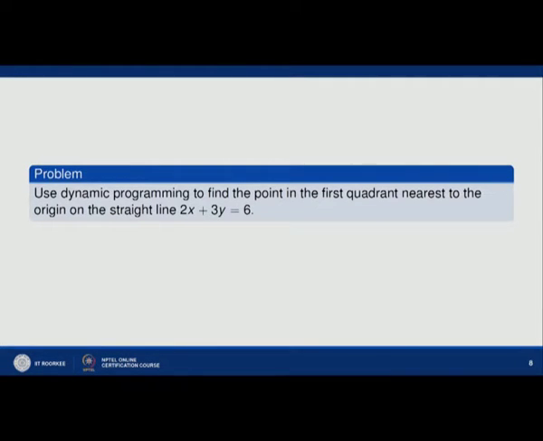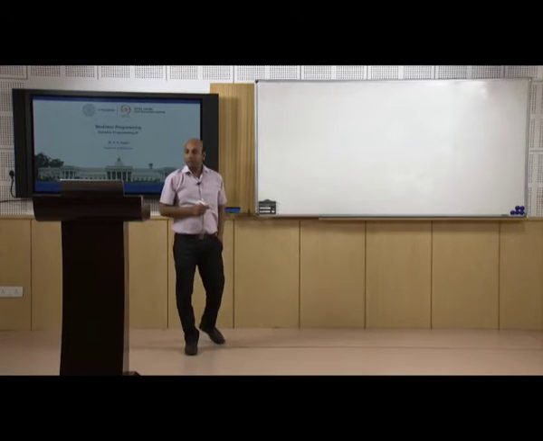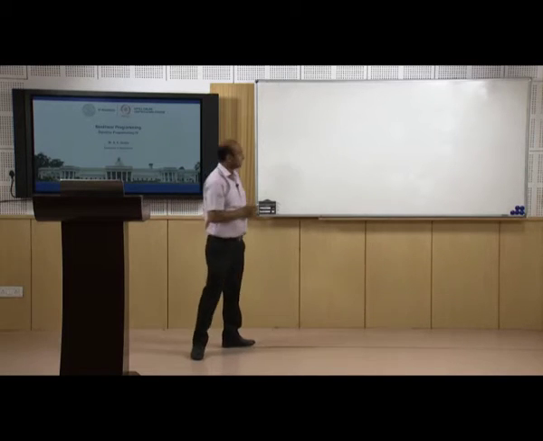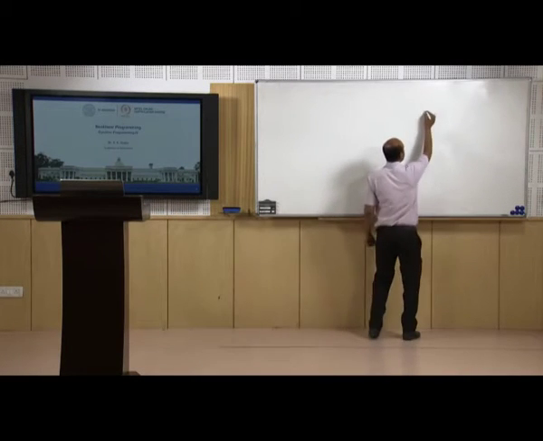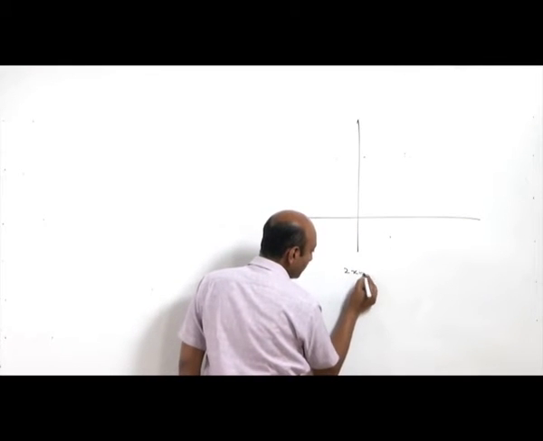Now, let us come back to this problem: using dynamic programming, how to find a point in the first quadrant nearest to the origin on the straight line. So, let us try to find the solution of this problem. What is the problem? The problem is to find the point which lies in the first quadrant and nearest to the origin on the straight line. What is the straight line? The straight line is 2x plus 3y equal to 6.